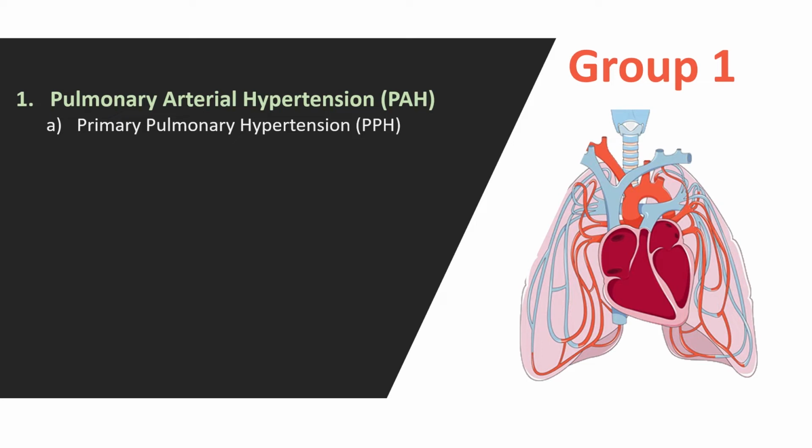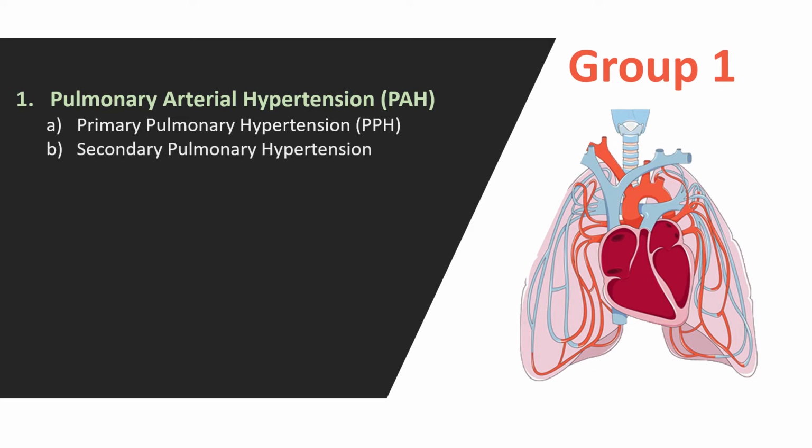Familial disease is rare but is known to be associated with mutations in the gene encoding type 2 bone morphogenetic protein receptor, or BMPR2, a member of the transforming growth factor beta family. Mutations in this gene have been identified in some patients with sporadic pulmonary hypertension as well.